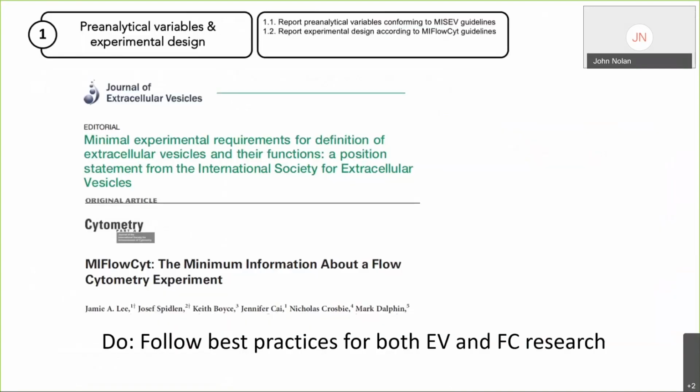So step 1, category 1, pre-analytical variables and experimental designs. These have to do with where you got your sample from, what you did to it before you prepared it for analysis, how you set your flow cytometer up, and what the characteristics of your flow cytometer are. These are all outlined in the existing documents, the MISEV and MIFlowCyt documents, and so those are incorporated here by reference. We ask that everyone follow best practices for both EV and FC research.